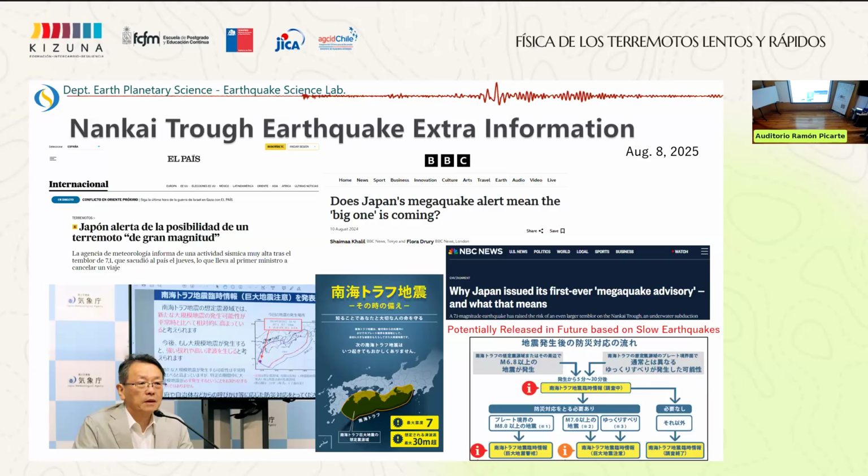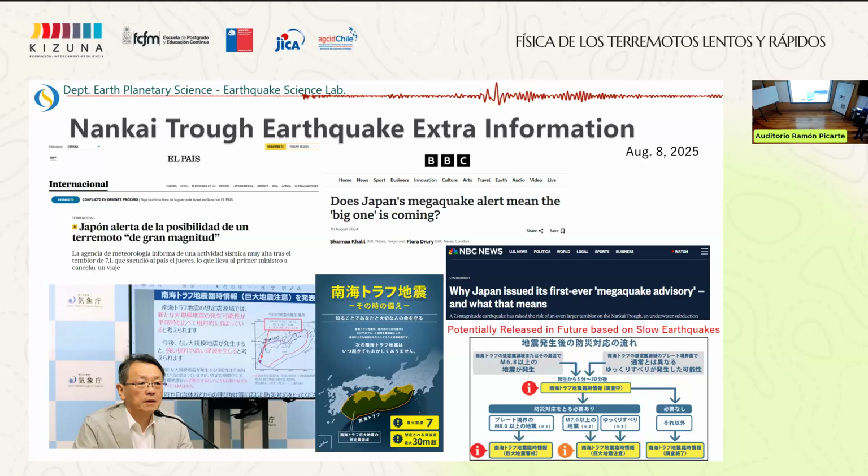Last year, 2024. Yes, it's not correct. 2024. And it was broadcasted in many countries. And the important thing is this Nankai trough earthquake extra information can be released based on the activity of slow earthquake, not ordinary earthquake. So if something very strange, we cannot tell what is actually that.